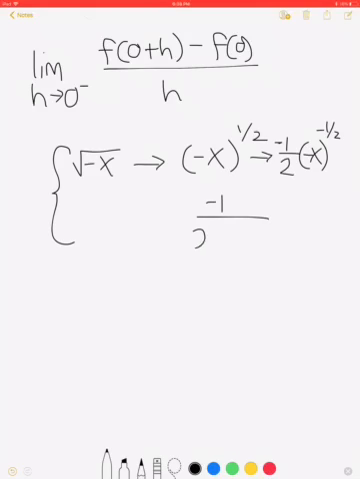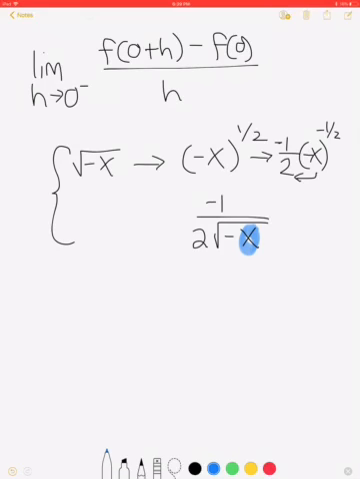So if I rewrite this, it's negative 1 over 2 square root of negative x. So I moved this to the denominator, and I put the 1/2 back to a square root. Alright, and so this is the derivative of the left side, and I need the derivative at 0.